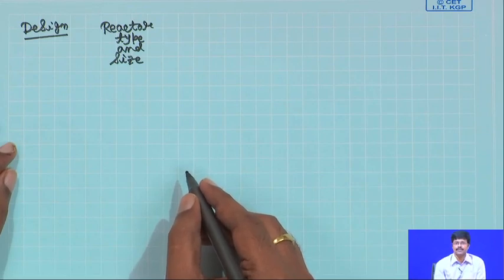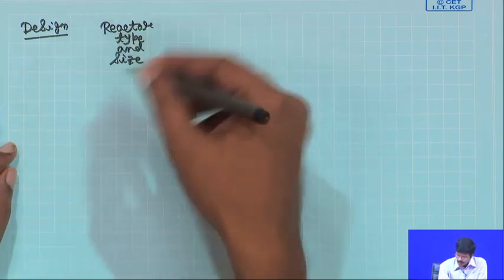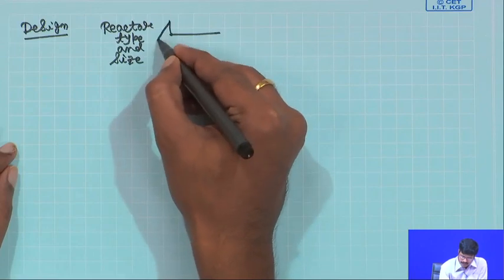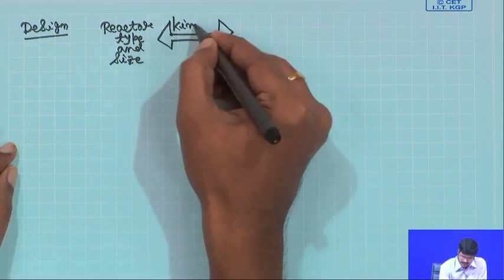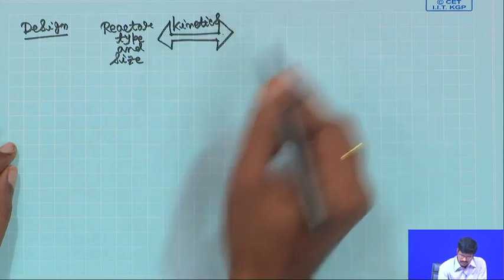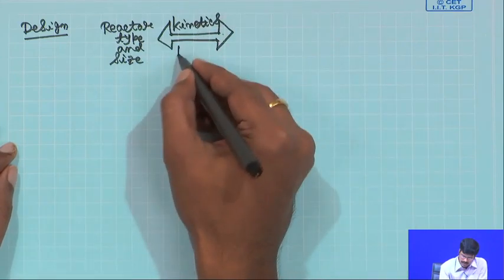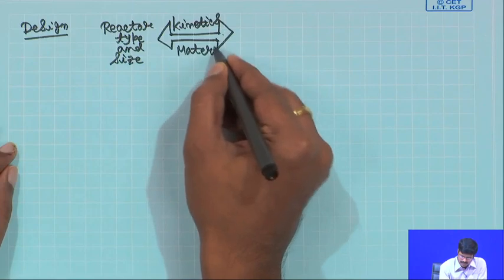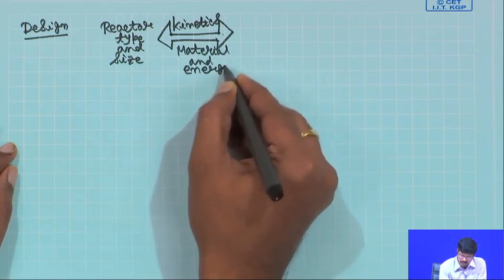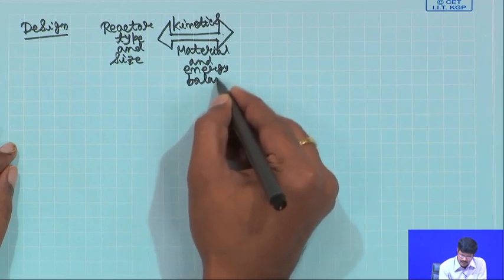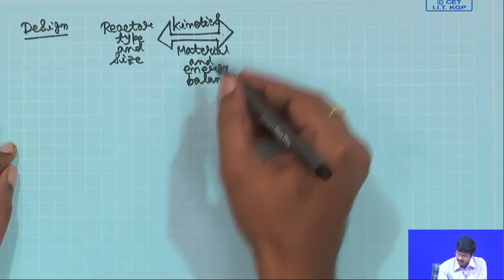What has to be the size of that reactor, that also you have to decide. And you have to also keep in mind the kinetics of your reaction. You have to also keep in mind what you call material and energy balance. For simplicity, we will not be talking about energy balance in this particular course, only material balance.